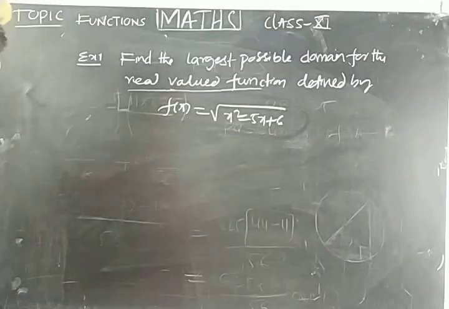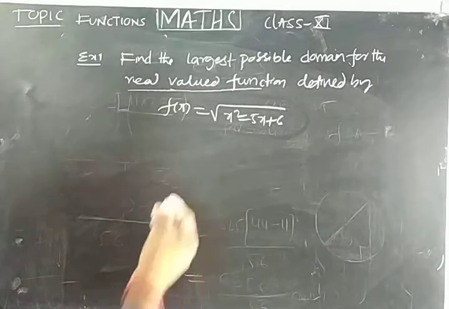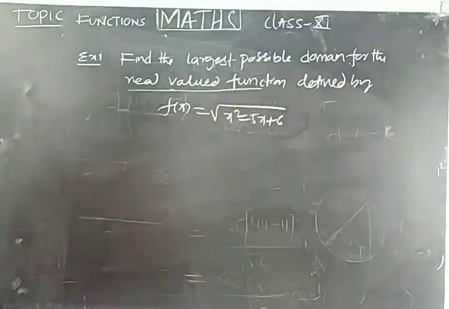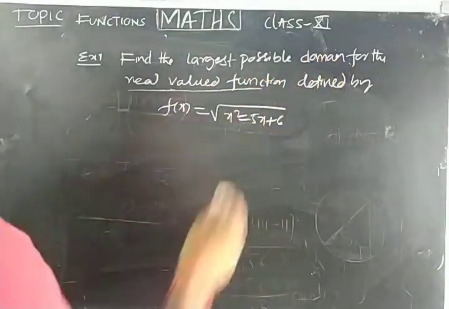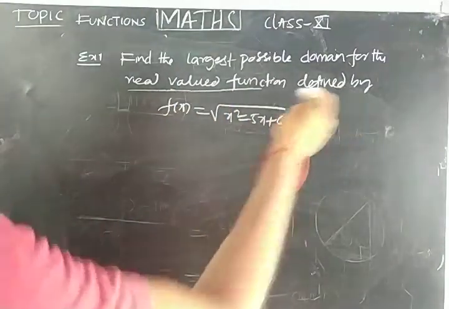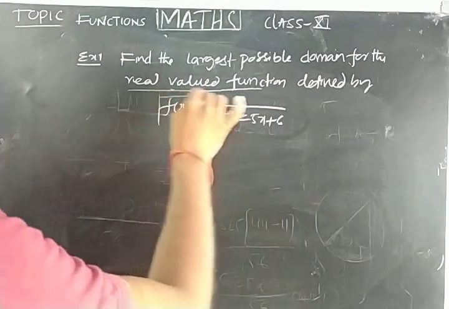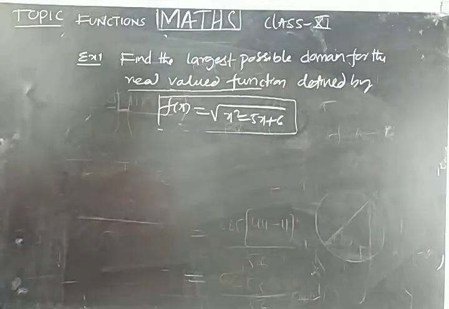Good morning, students. Today we are going to solve a few more example problems on finding the domain and range. Example 1. Find the largest possible domain for the real valued function defined by f of x is equal to under root of x square minus 5x plus 6.